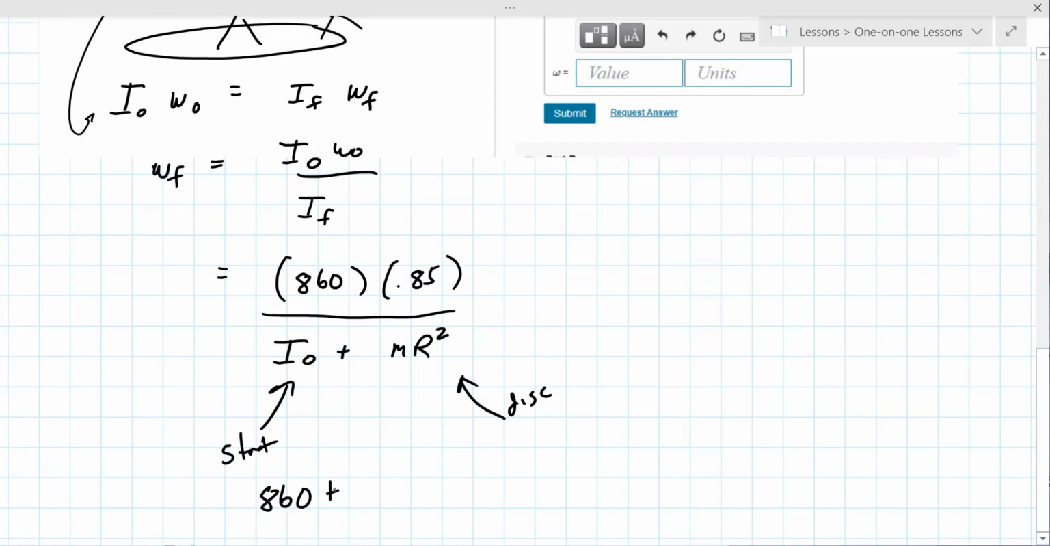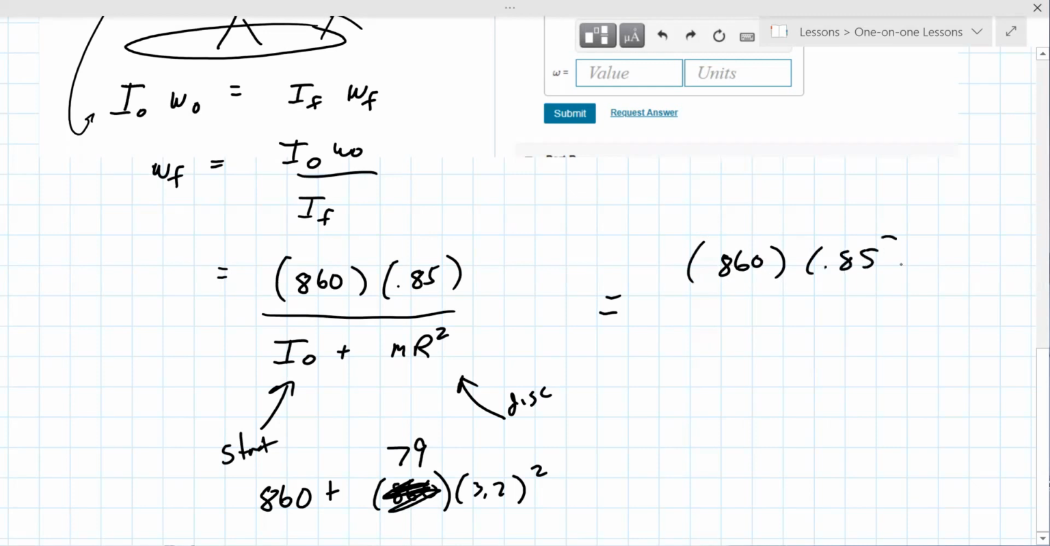So your I initial is 860. Your mass is the mass of this person, which is given as, wait a second, the mass is 79. Sorry, I got the wrong mass. And then the radius is 3.2 squared. So to summarize, it's 860 times 0.85 over 860 plus 79 times 3.2 squared.